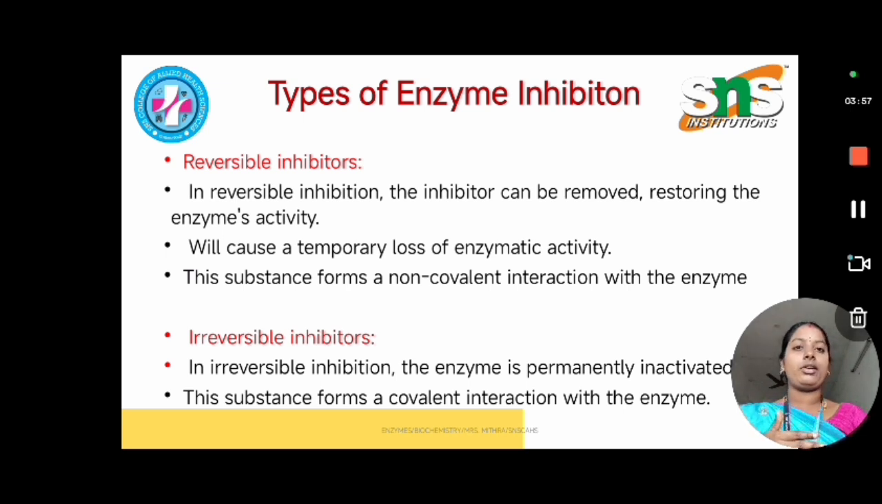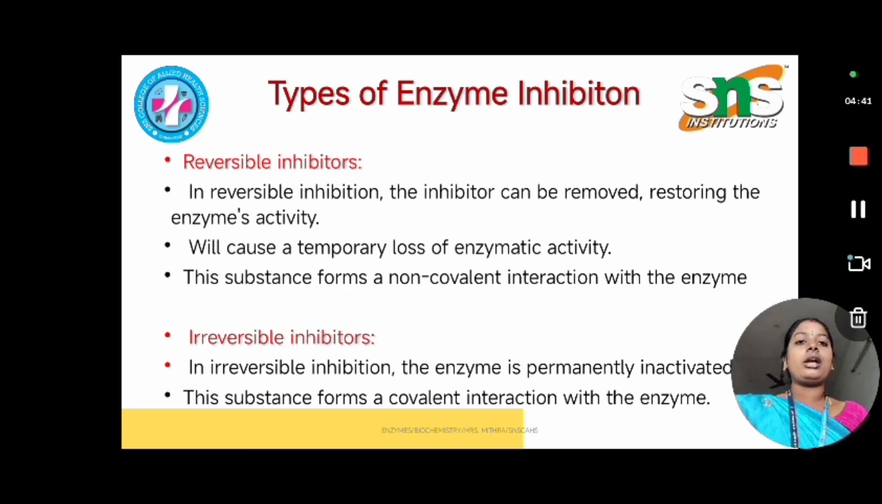Coming to the definition, in reversible inhibition, the inhibitor can be removed and the enzyme activity restored. When the inhibitor is removed from that place, the normal reaction will take place. It causes a temporary loss, because once the inhibitor is removed, the normal chemical reactions can be carried out. It is a temporary loss of enzyme activity, and these substances form non-covalent bond interactions with the enzyme. Non-covalent means a weak bond, so it can be easily removed from that place and the loss is temporary.